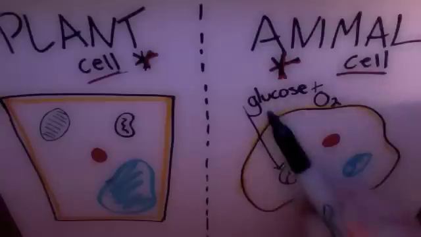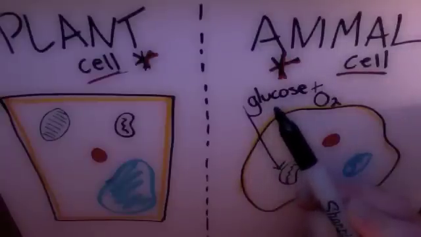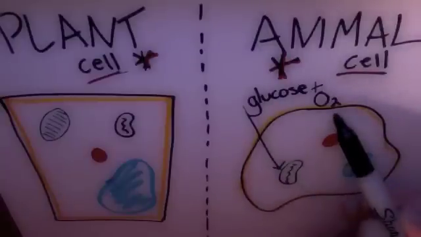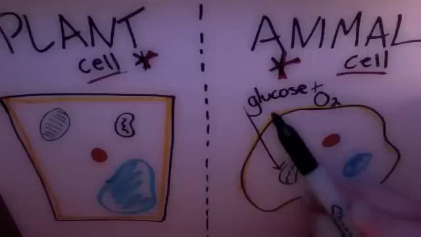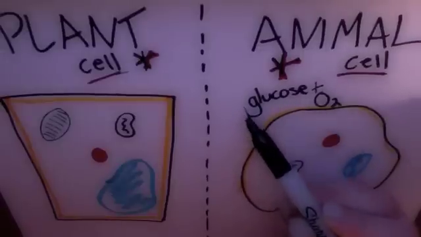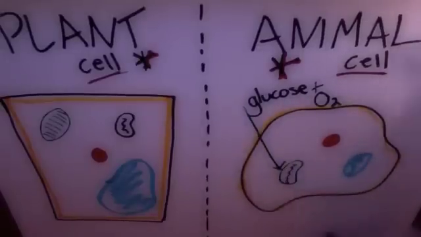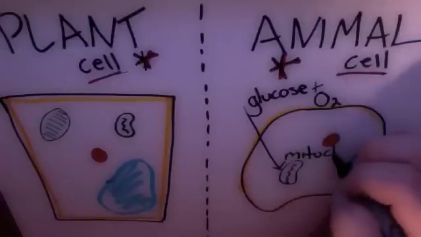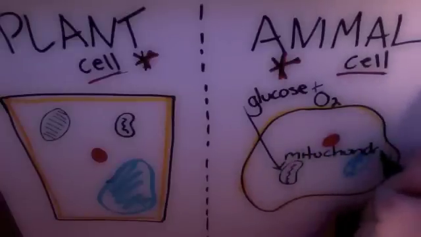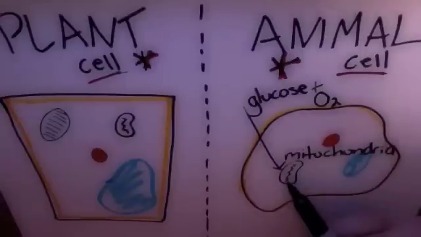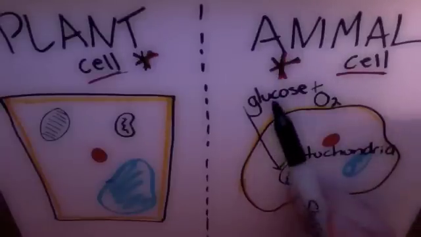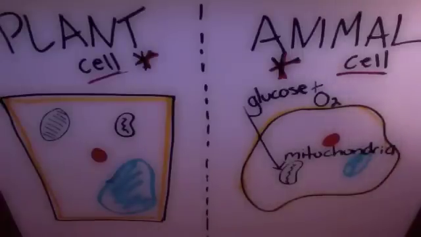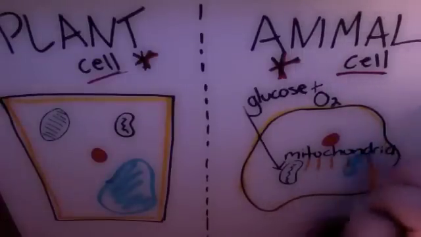Animal cells get glucose from the organism eating and oxygen from the organism breathing. The glucose and the oxygen enter the cell through the cell membrane and go to something called the mitochondria. This is the mitochondria. It's the place where cellular respiration happens. It turns glucose and oxygen into lots of energy.